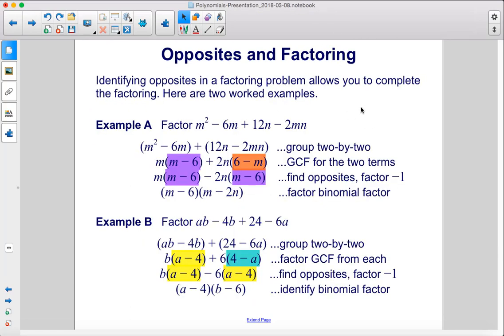Identifying opposites in a factoring problem allows you to complete the factoring. Here are two worked examples. Example A, factor m squared minus 6m plus 12n minus 2mn.